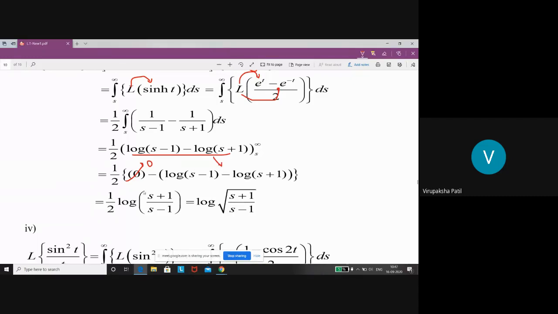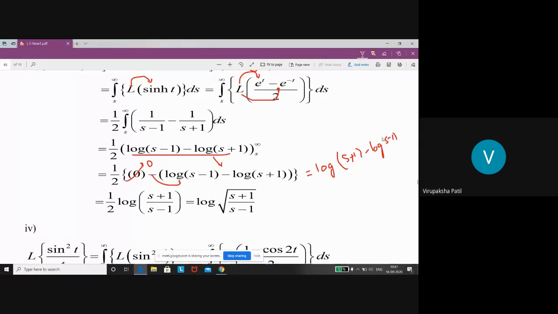Now taking this minus sign inside the bracket, what happens? This becomes plus, this becomes minus. So I have written 1 by 2 times log. Actually, I'll write one thing here. 1 by 2 times I'll avoid because I already wrote it. So it becomes log s plus 1 minus log s minus 1.